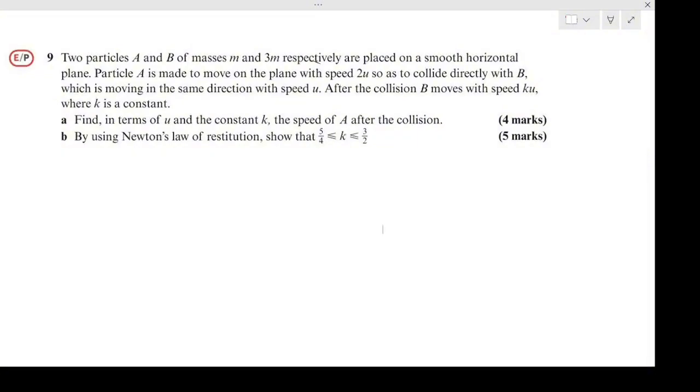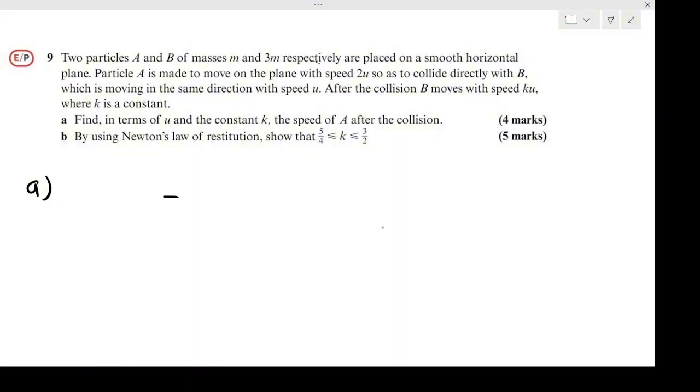So here we have two particles, A and B, of mass m and 3m. Particle A is moving with speed 2u and then collides with B. B is moving in the same direction with speed u. After the collision, B moves with speed ku. Okay, so again, part A, pretty standard. We need to work out the speed of one of the particles after the collision.